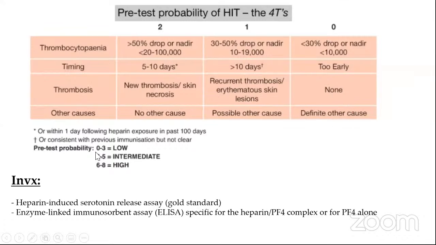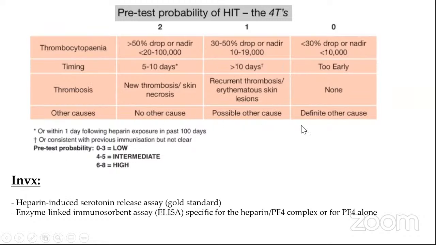So how does this test work? If your score is 0 to 3, you have low risk for HIT. If it's 4 to 5, it is intermediate, and obviously if it's 6 to 8, it is high. The maximum score is 8, if you give 2 for each of the 4 items. So this is how you can diagnose, or at least make up your mind.